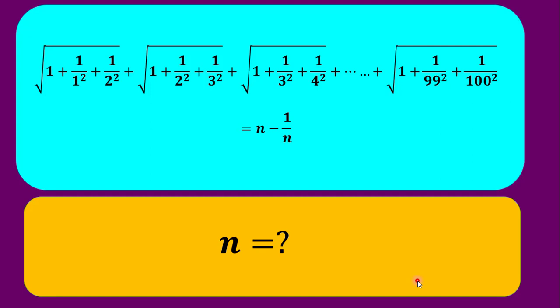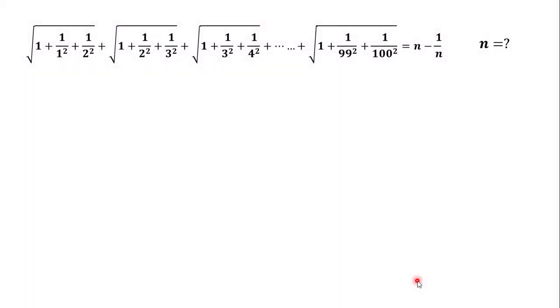What I am going to talk about today is solving a problem with radical expressions. There is the cumulative sum of radicals, where under each of the radicals there are three terms in a special order. So we can say we have a finite series. On the left hand side and on the right hand side we have n minus 1 over n, and we have to solve this equation for n.